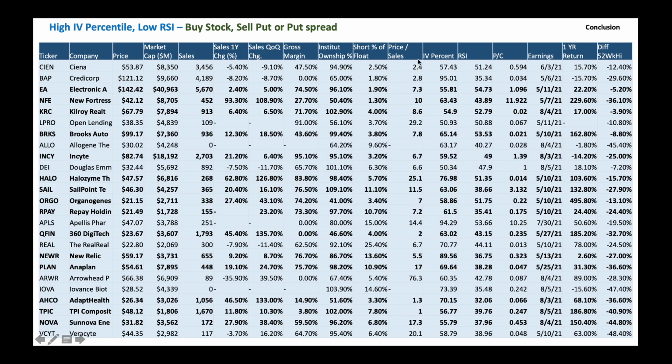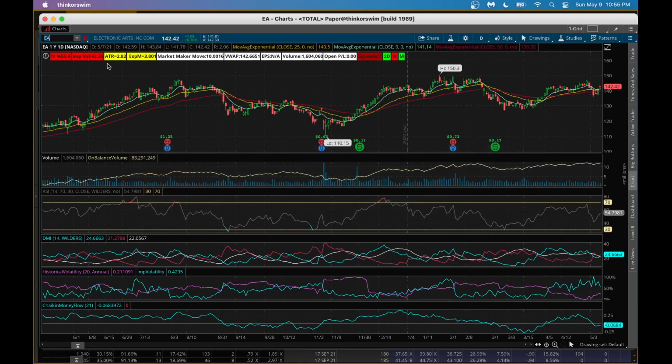I'm trying to scan through this. IV percentile 63 for SailPoint. That could be a good one, but they're 27% off of their high. I think that's also okay. So let's pick SailPoint. I love SailPoint. It's in security and single sign-on type. They will keep your software secure. Let's look at SailPoint.